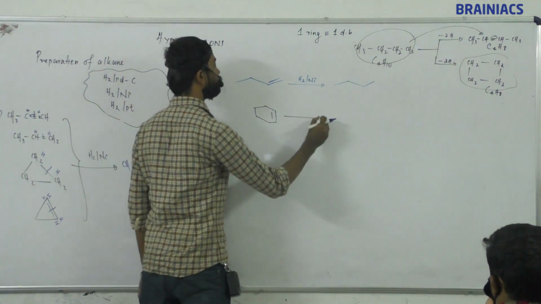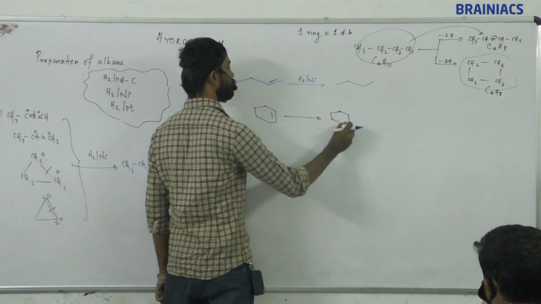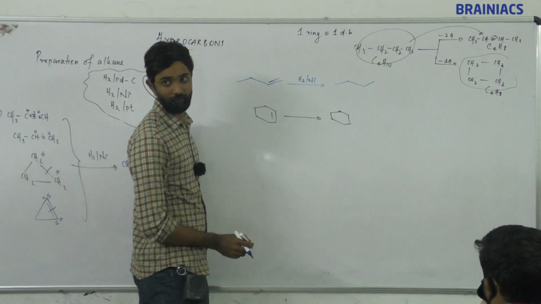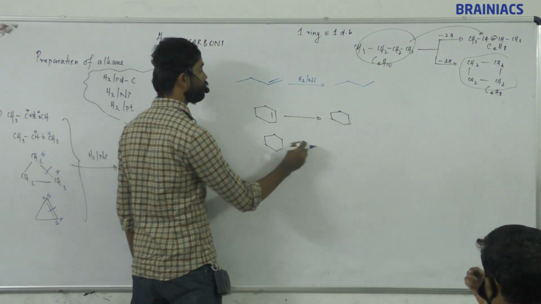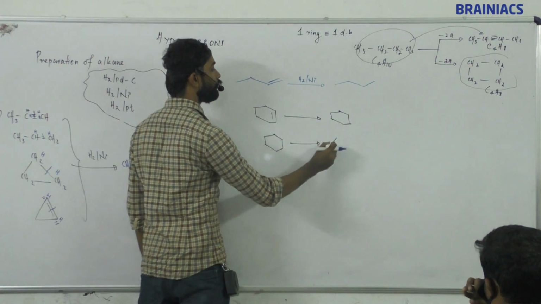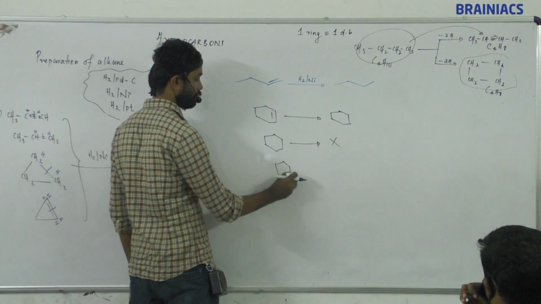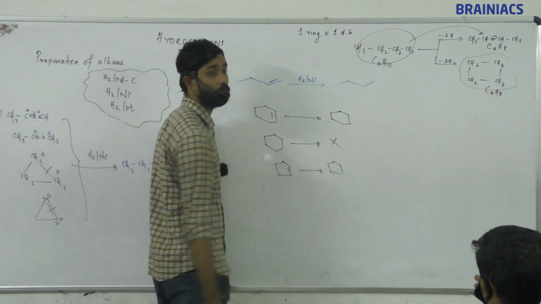This is a molecule. It becomes cyclohexane, not hexane. Okay. If this is the molecule, no reaction. This is a molecule, it becomes cyclohexane. Why?